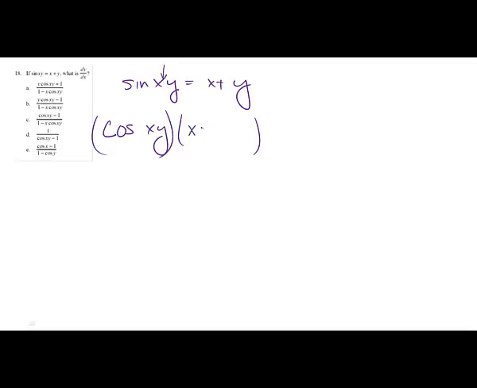Okay. All right, so 18, we can do, it's sine of xy equals x plus y. They want us to find dy/dx. So, first of all, what's the derivative of sine? Cosine xy, and then I need to do the chain rule. So the chain rule has a product rule embedded in it. So keep the first. What's the derivative of the second? dy/dx.